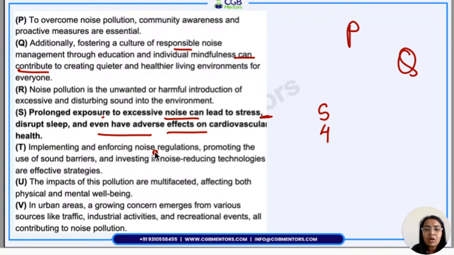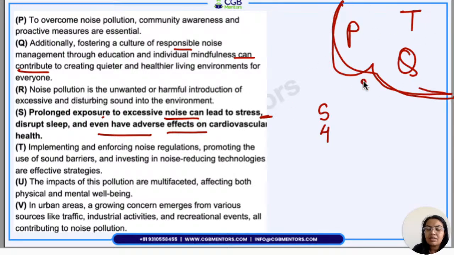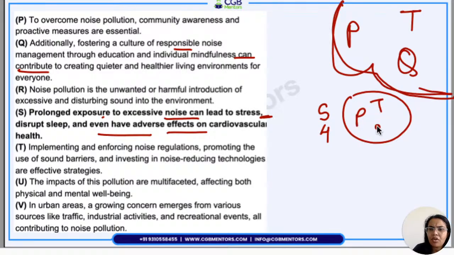Implementing and enforcing noise regulations, promoting the use of sound barriers, and investing in technologies are effective strategies. So T is also part of the solution. Now, we prefer to keep these three together, because these three will help us know what the solution is. We will look at the arrangement among them. S is already fourth, right? So I have P, T, Q in any form. Right now I'm only grouping them together. Grouping is what I'm doing. They will come after S.